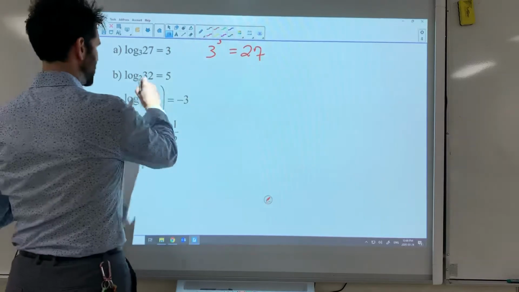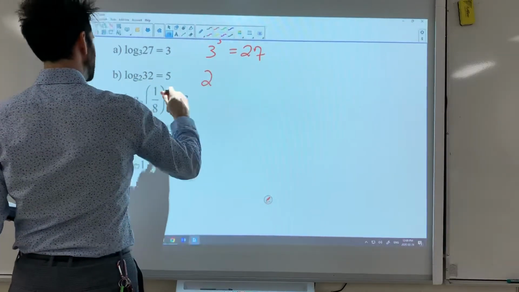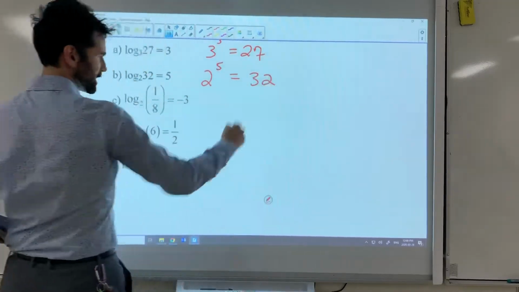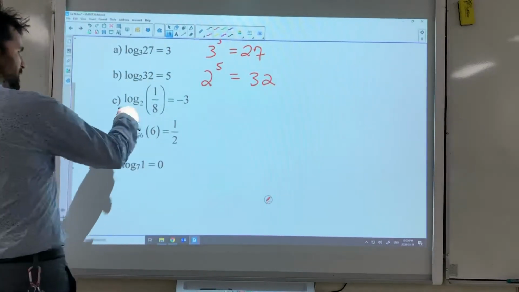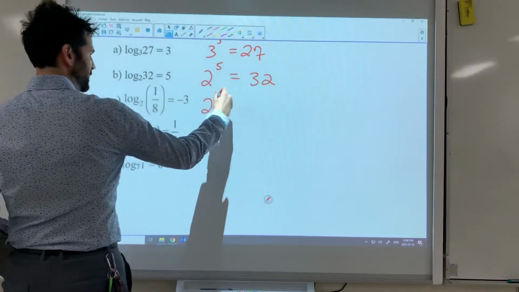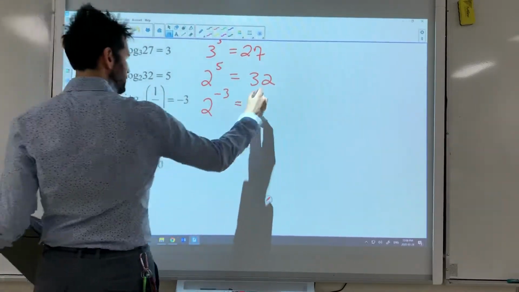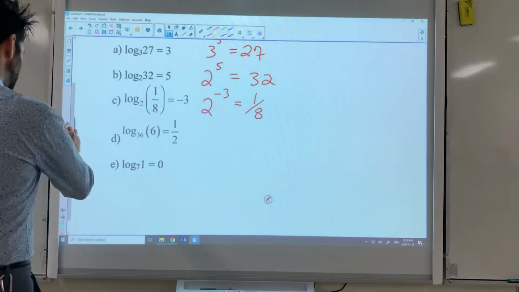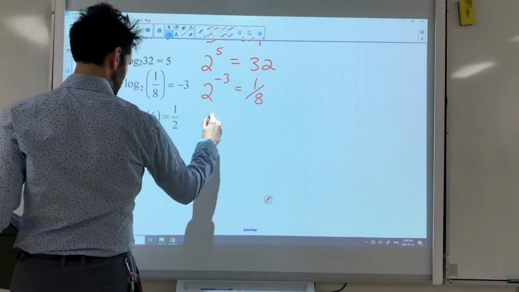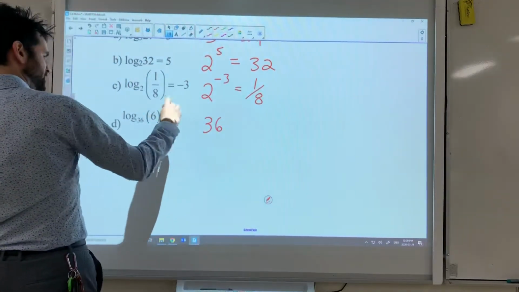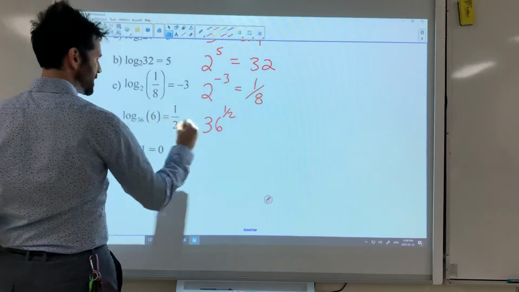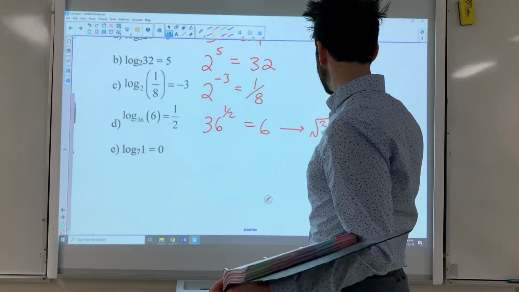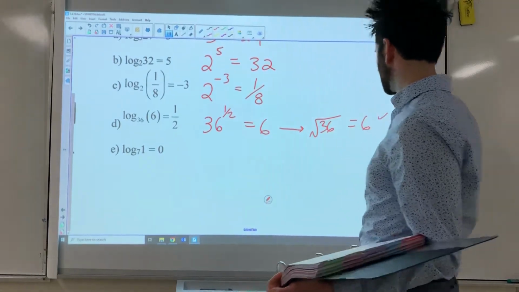All right. This one here. So base is 2. The answer is the exponent, and then the argument is the old answer. So 2 to the 5 is 32. This one right here. There's the base, 2, exponent, -3 equals argument. And indeed, 2 to the -3, we do the reciprocal, it's 1/8. Perfect. This one here, 36. Now, the answer is the exponent, so 36 to the 1/2 equals 6. Remember, fractional exponent, so this is actually the square root of 36 equals 6, which makes sense.